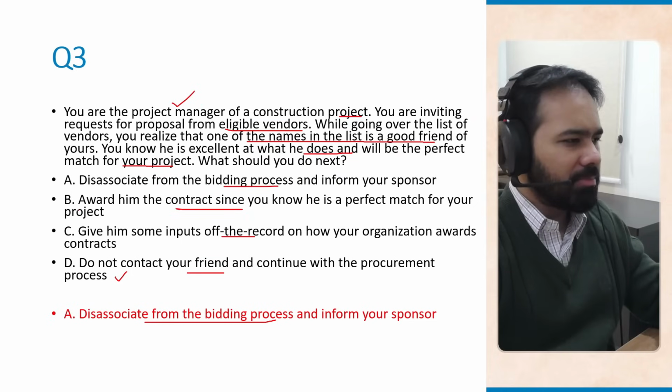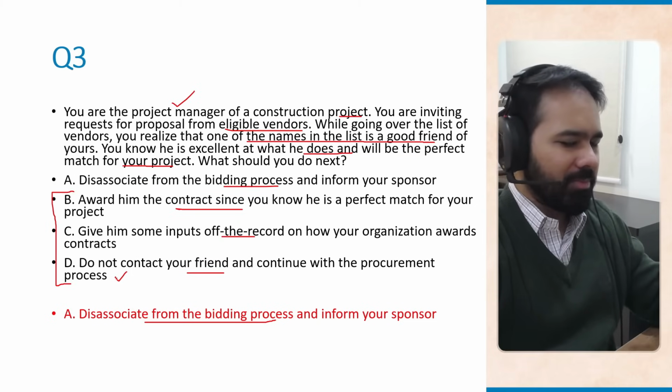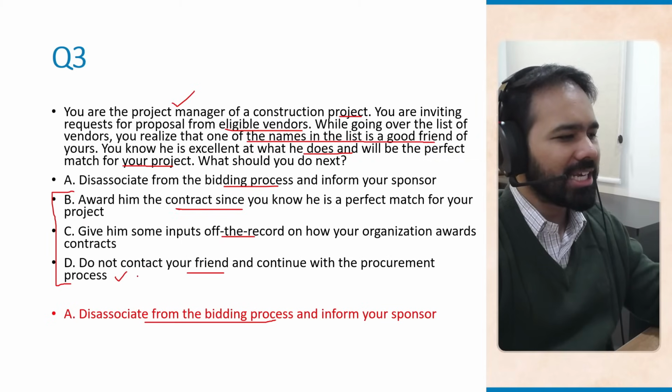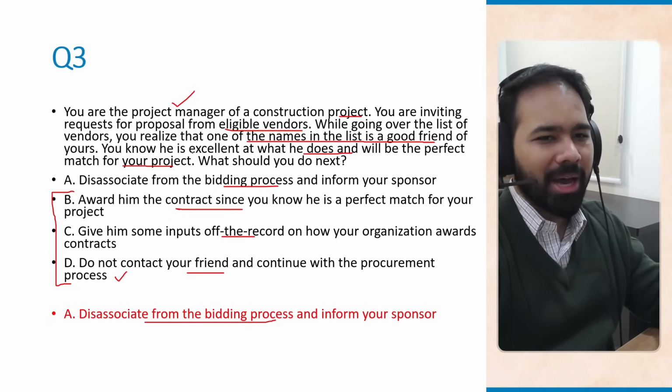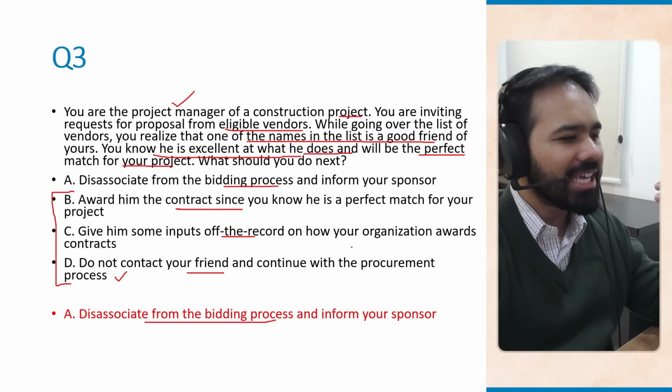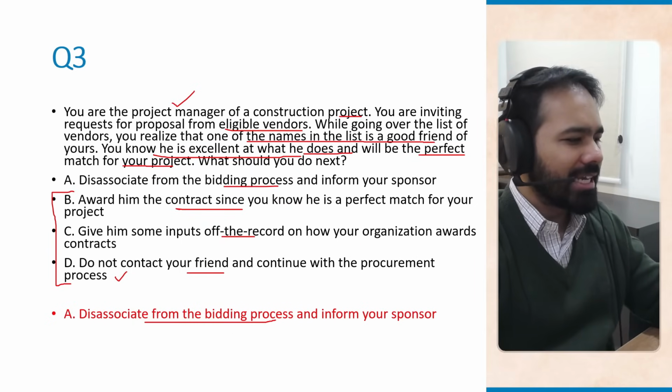Now, as you can see, B, C, D, all of these are basically violations. All of these are not ethical. You might see, option D does not really look unethical, but this is also unethical because it has an appearance of bias, because that's something that already exists. You already have a bias. You already know that he is excellent at what he does and he will be the perfect match for your project. So as a project manager, you already have bias. So that is why all three are incorrect options.